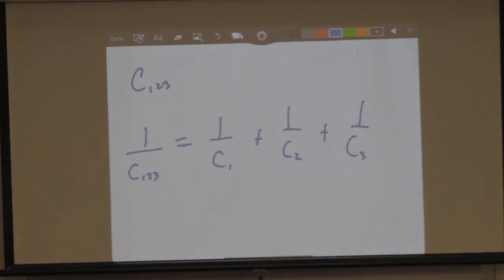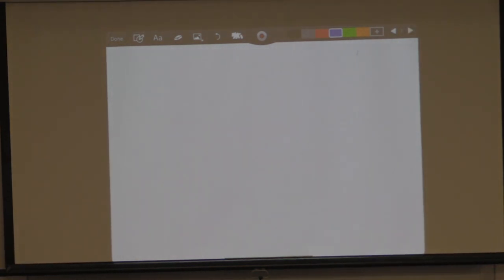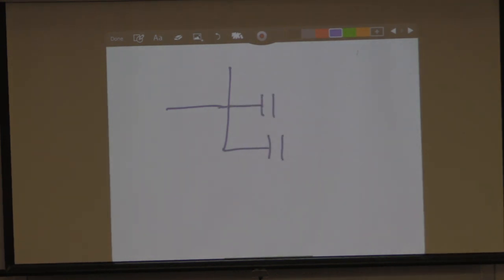All right, I got like 3 minutes, so I gotta hustle. The other organizational scheme is parallel. Parallel has a junction. Parallel has a split. This would be C1, this would be C2, this would be C3.